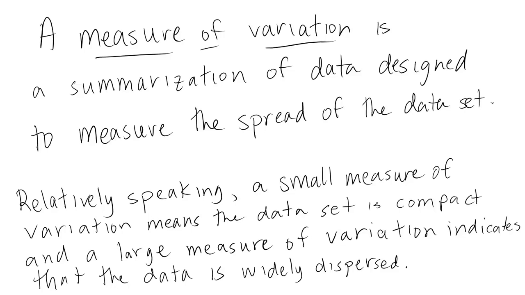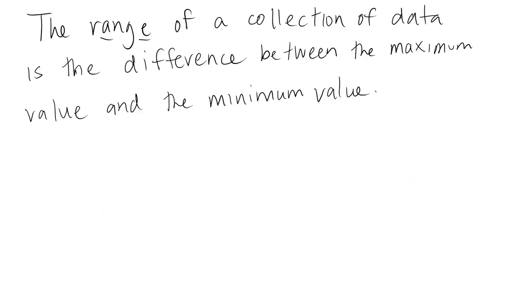So when you calculate a measure of variation for a set that has its values close together, you'll get something relatively small. And when you have a data set that's really spread out, the measures of variation will be pretty large. In this section, we're going to look at two measures of variation. The first of those is a simple one. It's called the range. The range of a collection of data is the difference between the maximum value and the minimum value. So you identify the very biggest value in the set, you identify the very smallest value in the set, and then you literally subtract them and find their difference.